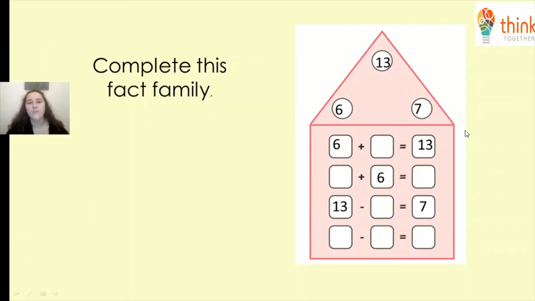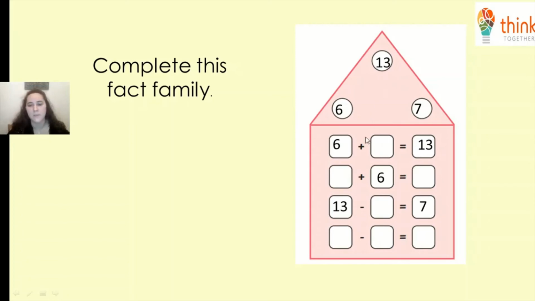Okay, let's do our final question. Here it's a bit different. We've already got the roof of our house, which is like our part whole model, and below we're missing some numbers. So we're going to need to use this information to help us find the missing numbers. So we've got 6 as a part and 7 as a part, and 13 is the whole.